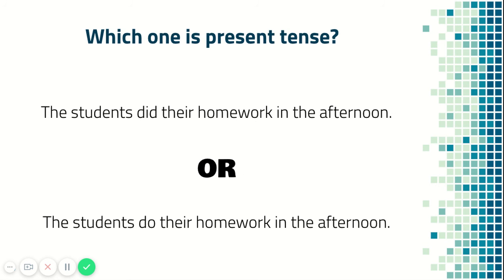All right, which one of these is present tense? So look and think to yourself, which one of these is happening right now? The students did their homework in the afternoon, or the students do their homework in the afternoon? Which one is happening right now? That's right. We look at the word do and we think, okay, do is present tense. Did is past tense. That happened the day before or the day before that. It happened in the past, all right?